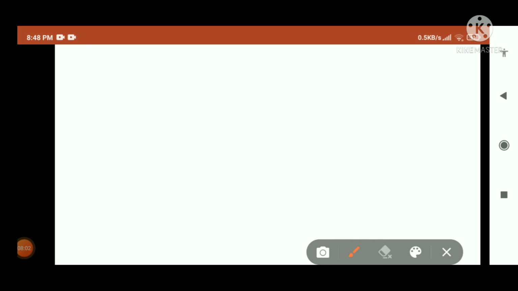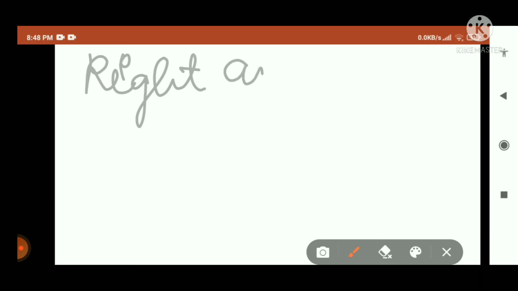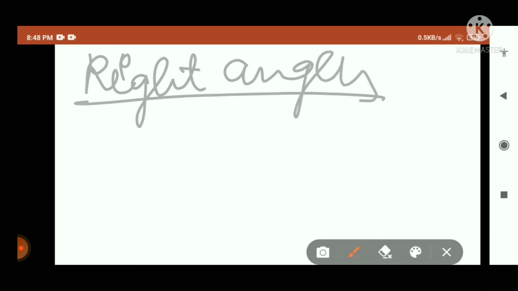Now we have done acute angle and obtuse angle. Okay, in this video we will also do the right angle. Next angles we will discuss in another video. So a right angle is the angle whose measure is 90 degree.